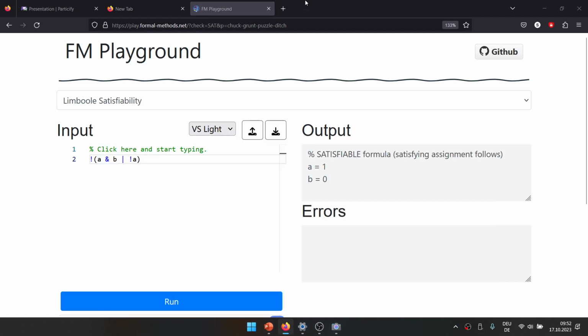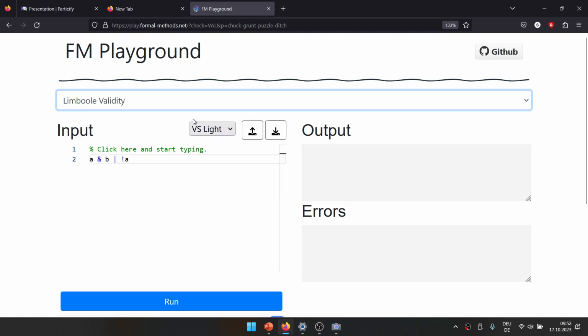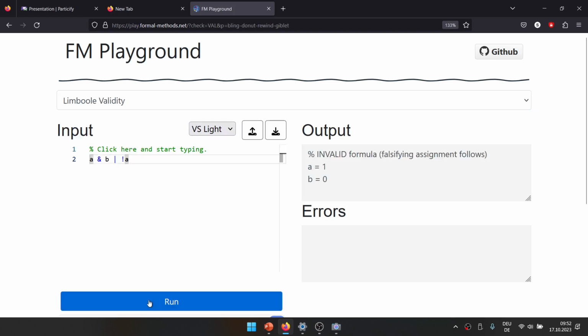So that's basically our manual way of checking validity, but maybe the better way, we'll just switch to validity and ask it to check validity. And then, of course, it gives us the same answer, right? That it's an invalid formula. And here's an example why it is invalid, because for A equals 1 and B equals 0, it's falsified, right? So yeah, we can check both validity and satisfiability. And it gives us some examples.